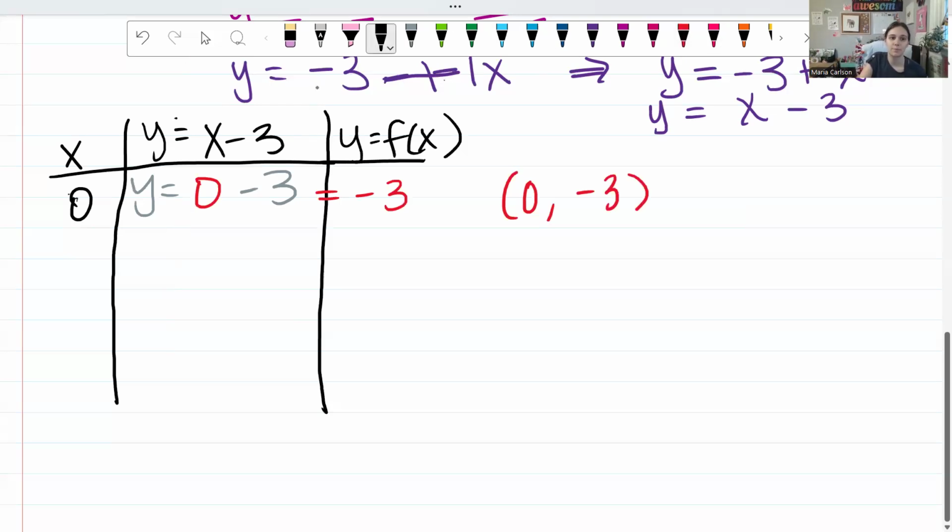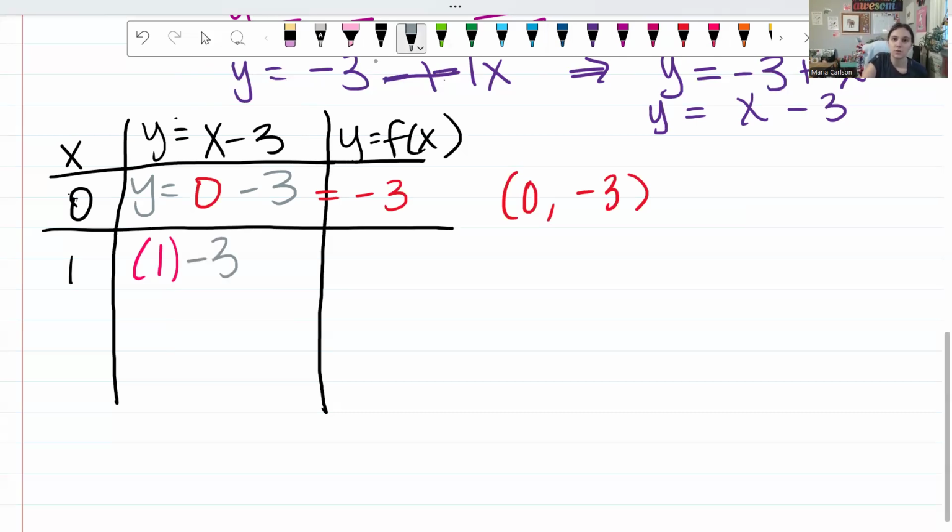Now I'm going to see what happens when x is 1. So where I saw x in my equation, now I'm going to have 1. So we have 1 minus 3, which equals -2. So this is the point 1, comma, -2.